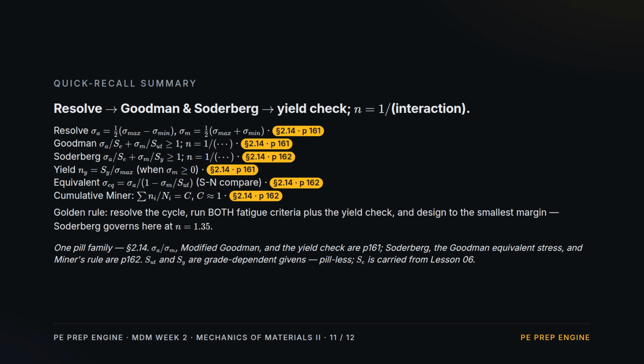Quick recall. Resolve the cycle into mean and alternating. Run both fatigue criteria, Goodman on the ultimate, Soderberg on the yield, and a separate yield check on the peak stress. The factor of safety is 1 over each interaction sum. For variable amplitude loading, accumulate the damage with Miner's rule. Design to the smallest margin, which here is Soderberg.